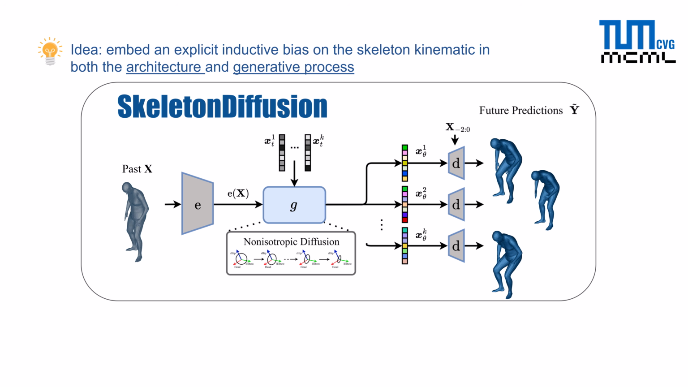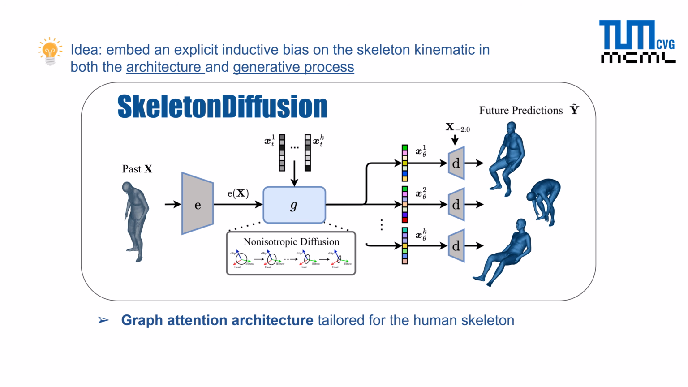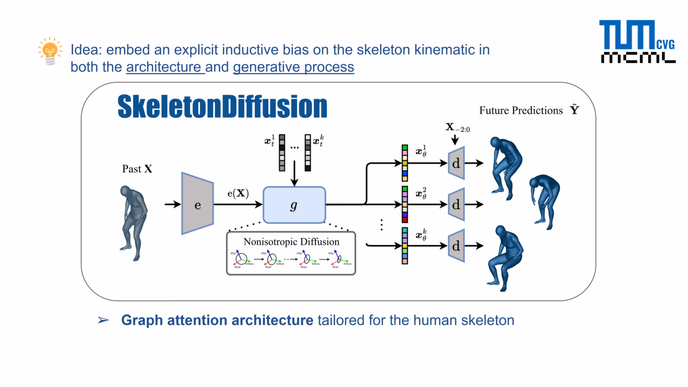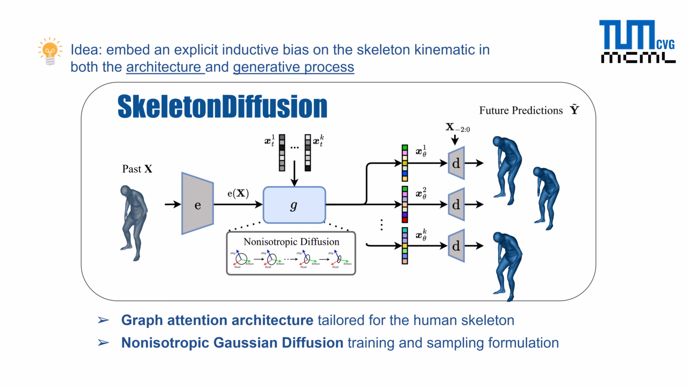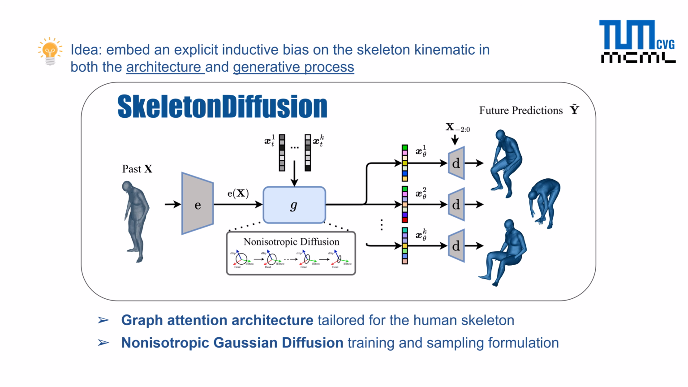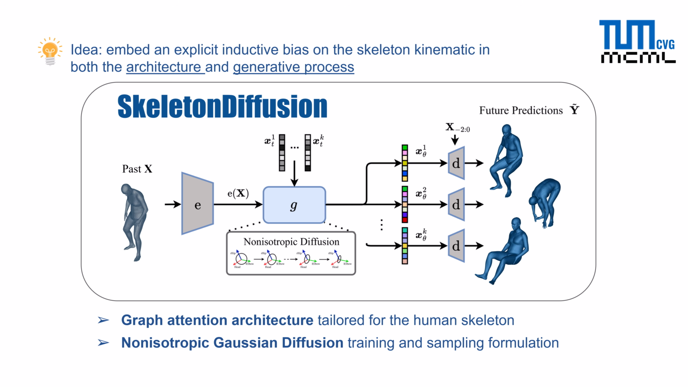We present SkeletonDiffusion, a latent diffusion model with a graph attention architecture tailored for the human skeleton and trained with a novel Nonisotropic Gaussian Diffusion formulation. You're welcome to read the details on the architecture in our paper. Here I will tell you more about nonisotropic diffusion and the intuition behind it.